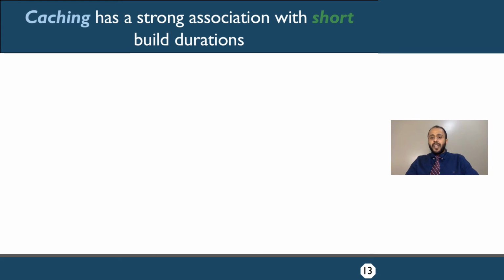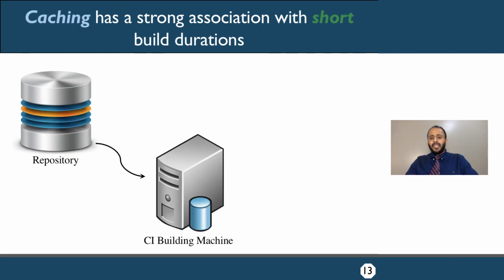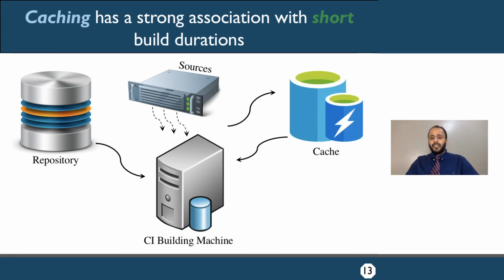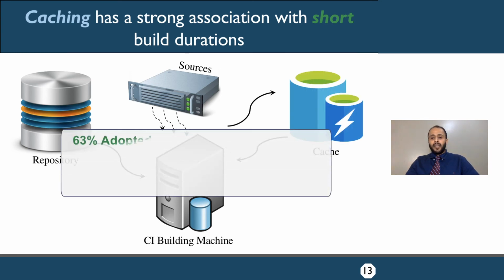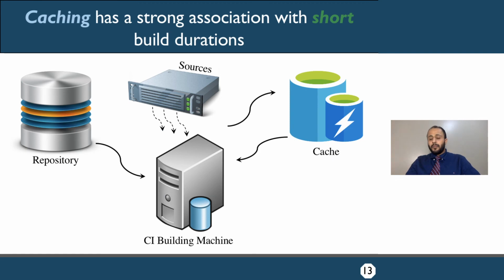In addition, configuring builds to cache content that does not change often can also speed up builds. For example, when caching dependencies, the CI building machine will install the binaries from original sources and cache them to the CI server so that next time dependencies won't be installed, but rather downloaded from the cache.